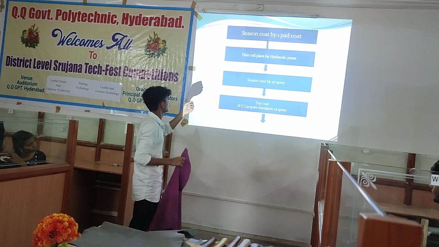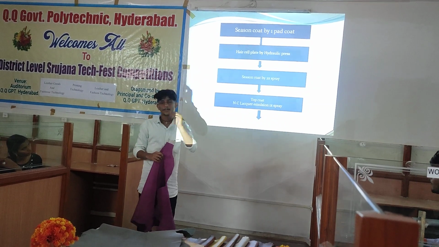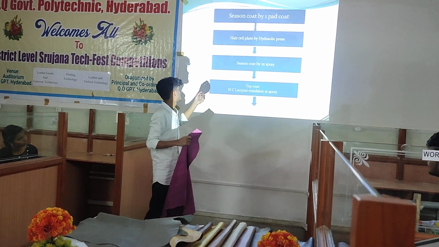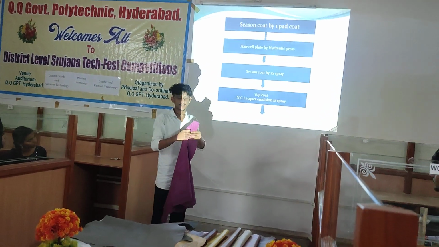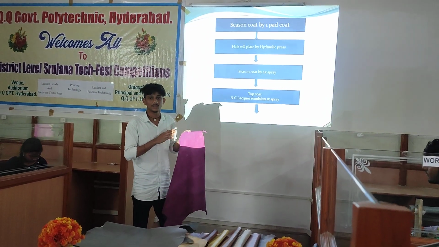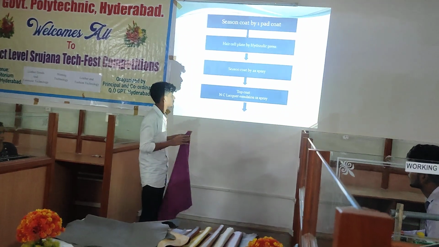Next, headset plated by hydraulic press. Headset plating means plating by using not a plain plate. It has some designs. It is called the headset plate. Next, season coat by 2 cross coats. Previously I said this season coat is a mixture of season. We have to apply 2 cross coats on the grain side of the leather. Next, top coat NC lacquer emulsion one cross coat.